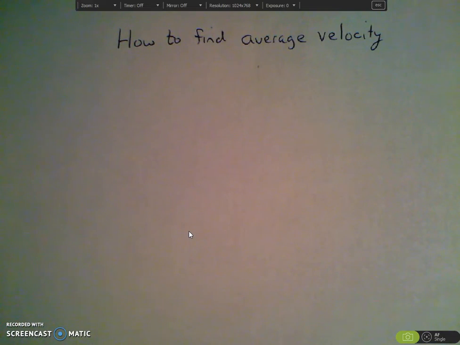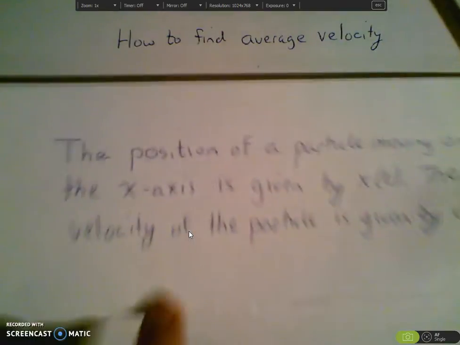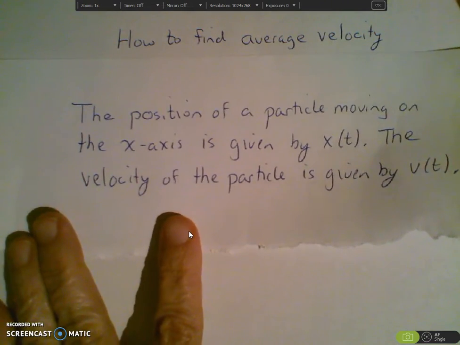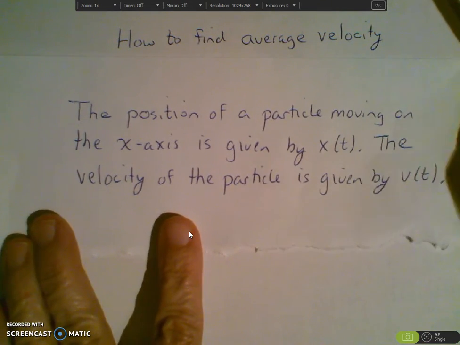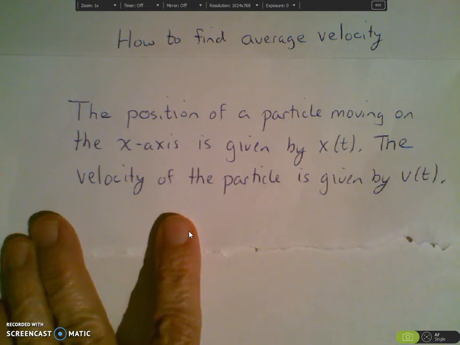In this video, we're going to talk about how to find average velocity. Let's say the position of a particle moving on the x-axis is given by x of t. The velocity of the particle is given by v of t.